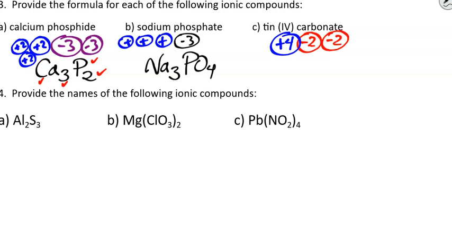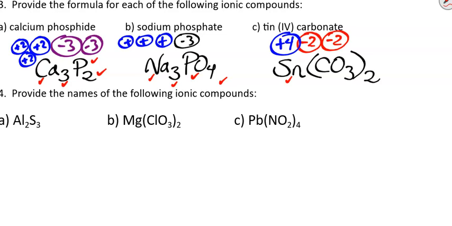Now, tin(IV), so the formula is Sn. There's 1 of those, so we're going to draw 1. There's 2 carbonates, so we're going to go CO3 bracket 2. All right. So again, symbol, subscript, symbol, subscript. And since they didn't put any subscript on PO4, there's only 1 of them. That means that it's correct. Okay. Here, same thing. 1 tin to 2 carbonates in the formula. So that's 4 points there.